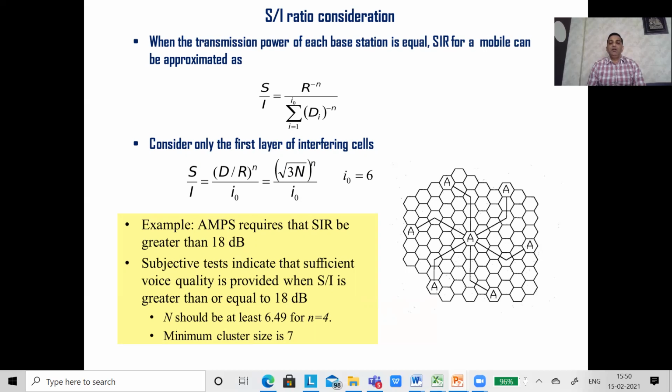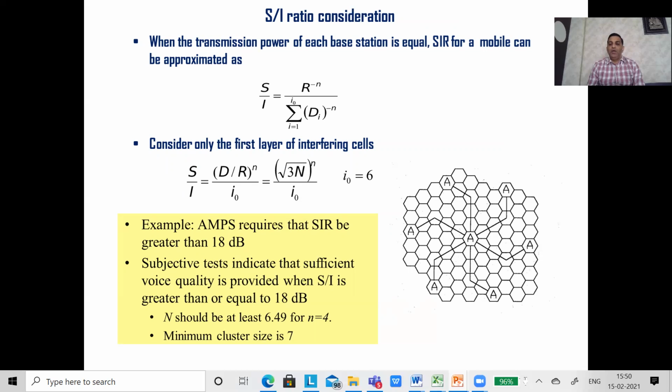Consider only first layer of interfering cell. Here we will come across the different layers of interfering cell. I mean to say, on the right side of the slide, you will find one capital A cell mentioned at the center, and there are different co-channel cells located around the center cell A. So total 6 cells are there. So this is basically a first tier or first layer of the cells.